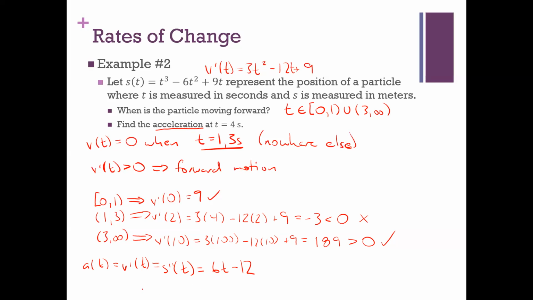So now that I have the acceleration function, what I really want is the acceleration at a specific instant. So what do I need to do? There you go. So acceleration is 6 times 4 minus 12, which is 12. You know the units on this thing? Meters per second.